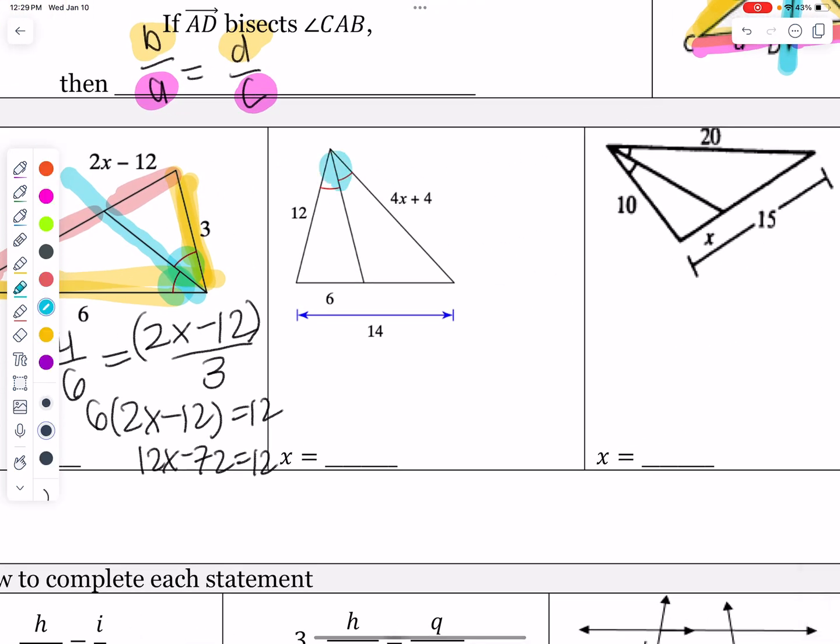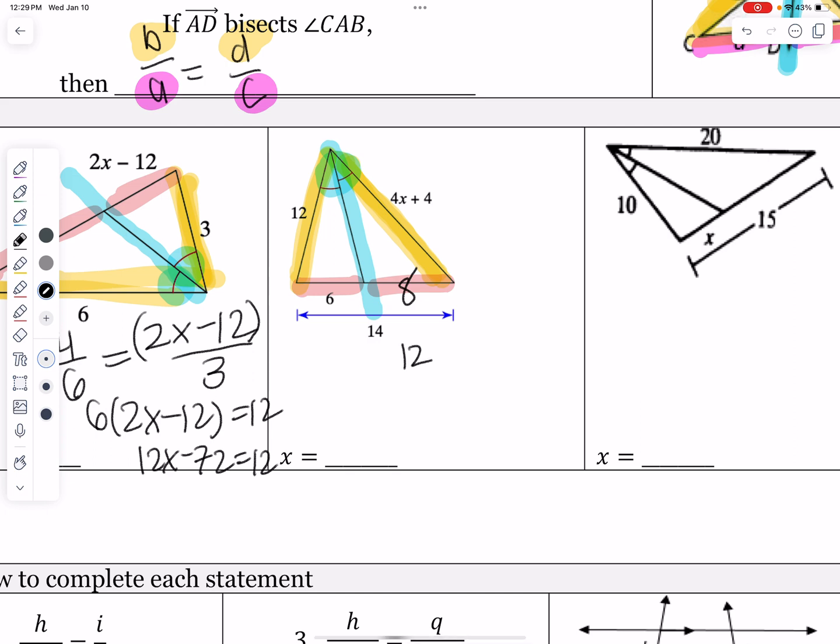We still do have the angle bisector, so there it is. But we do need to go ahead and find this missing piece. And so when I switch to the colors, and I'm going to do orangey pink over this one, I'm missing one of those. So I'm going to do 14 minus 6. 14 minus 6 is going to give me 8 for this piece, because I do need to have that piece. Okay, and then my other full pieces, the full piece on the left is 12. Full piece on the right is 4x plus 4.